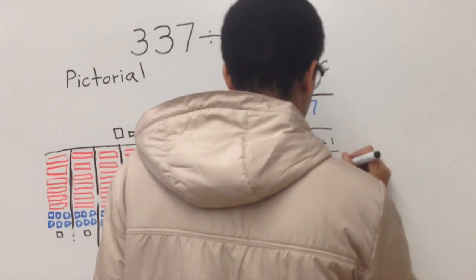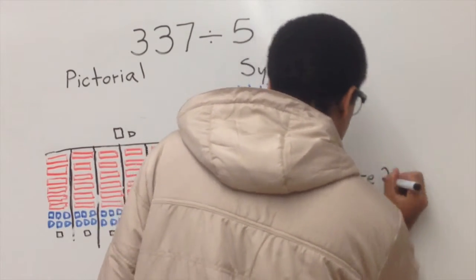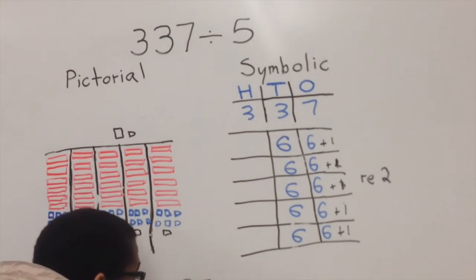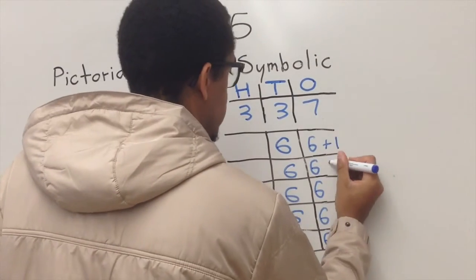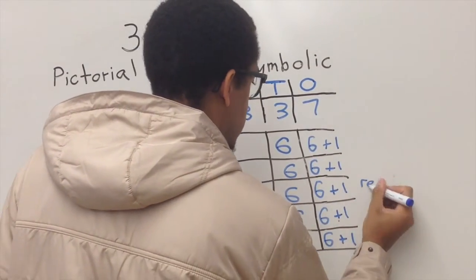After counting one of the 5 groups from either the pictorial or symbolic representation of our equation, we can conclude that our quotient will be 67 with a remainder of 2.